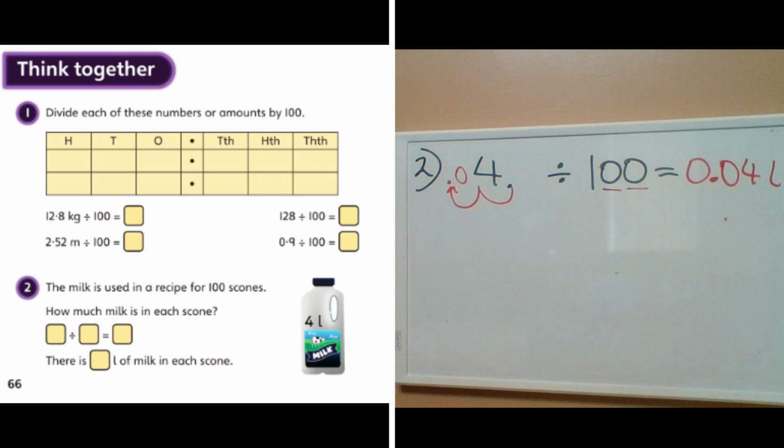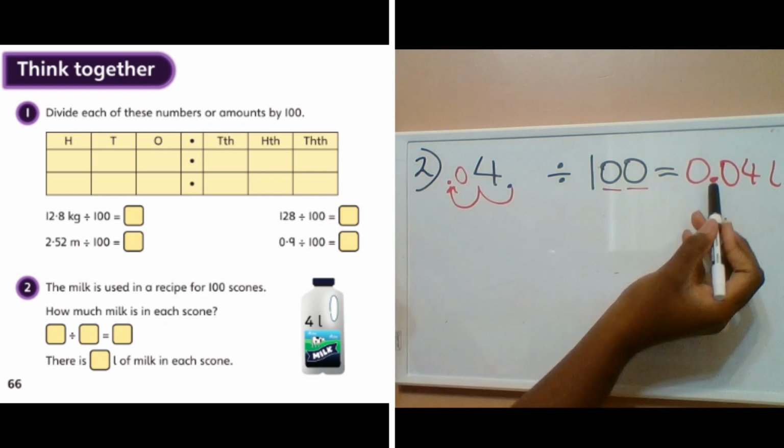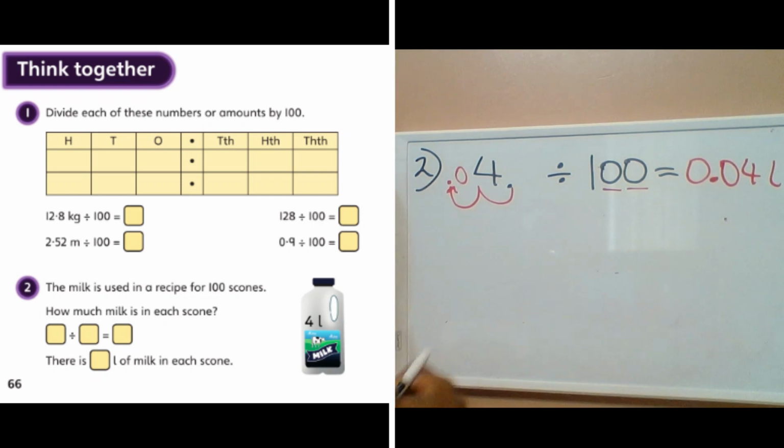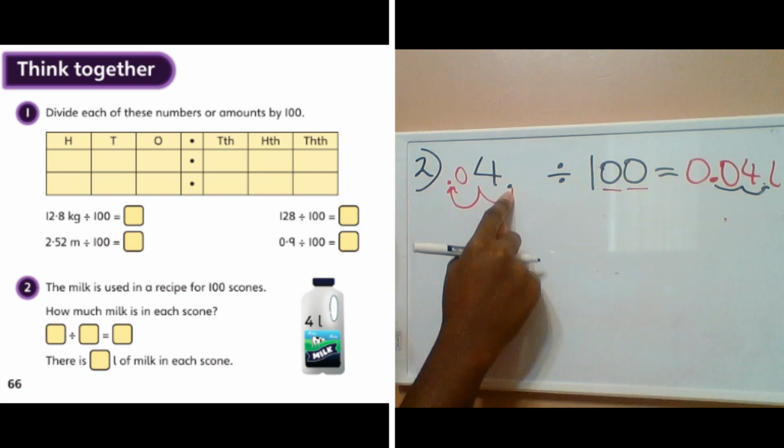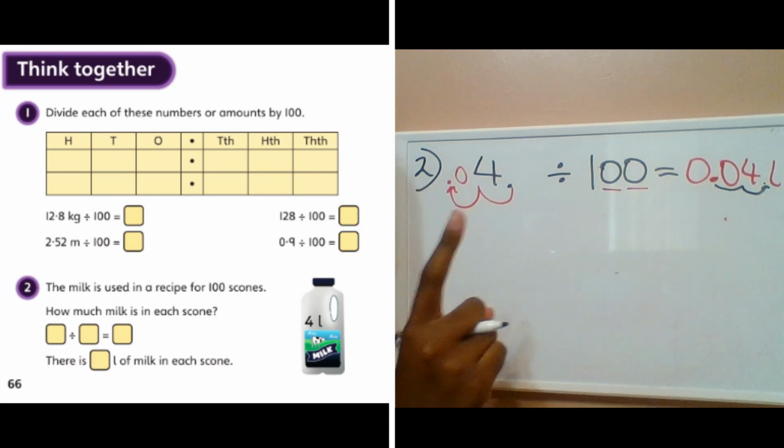I can check that going backwards. If I multiply this by 100, I should get 4 liters. And sure enough, look, 1, 2. My decimal point ends up behind the 4, just like it was at the beginning. So make sure you have the placeholder in.